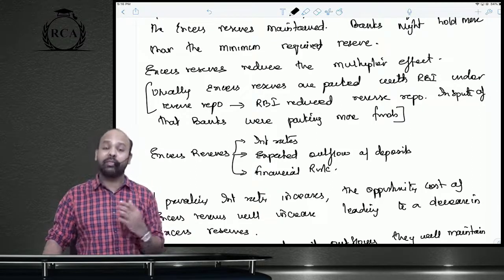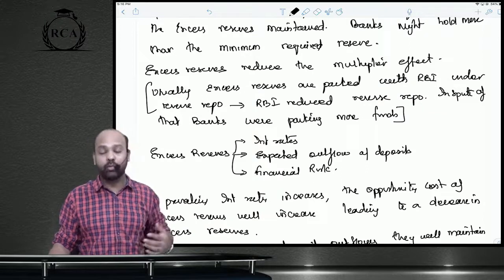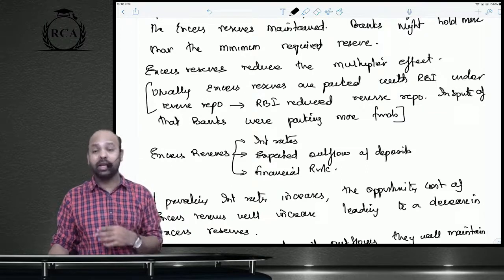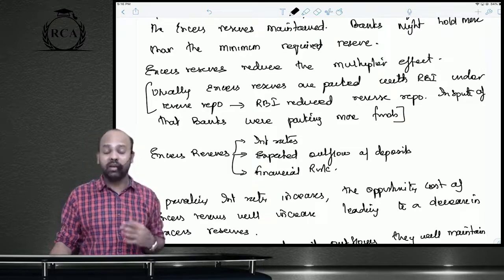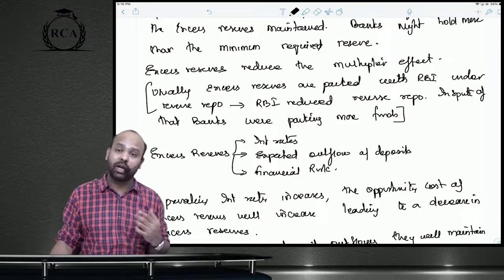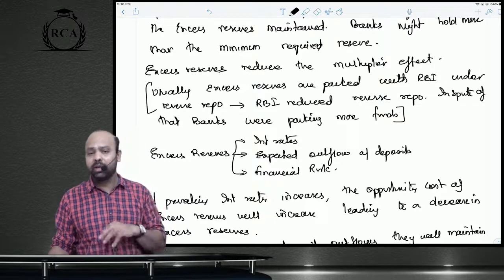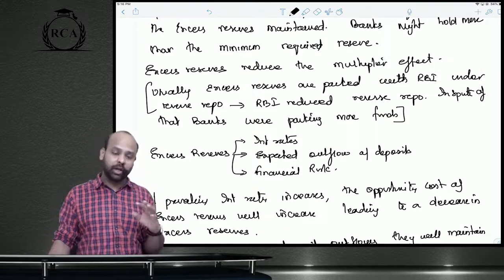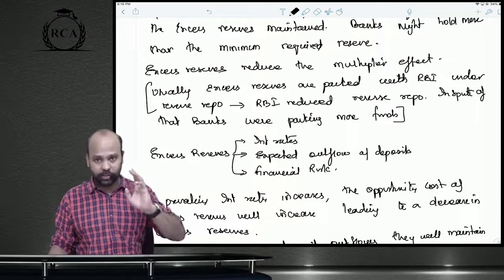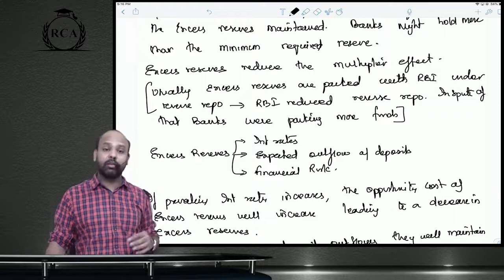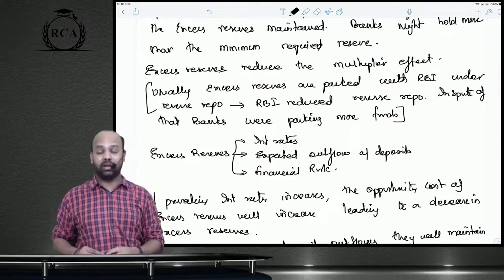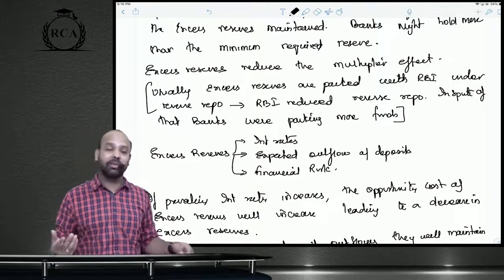However, if the bank is expecting an outflow of deposits, they will obviously want to maintain a higher amount of cash reserves so that they can meet their cash requirements. The third reason is that if they are sensing a lot of high financial risk in the market, they will not want to lend money. They will be sitting on a huge pile of cash but not lending that money. So the higher the amount of excess reserves, the lesser will be the multiplier ratio.